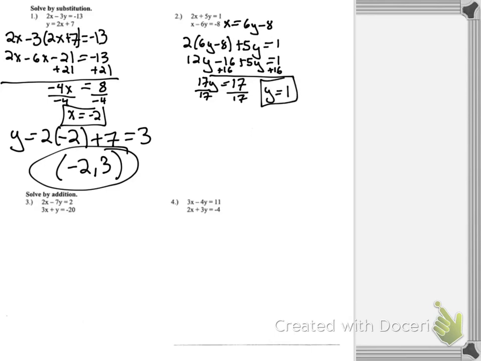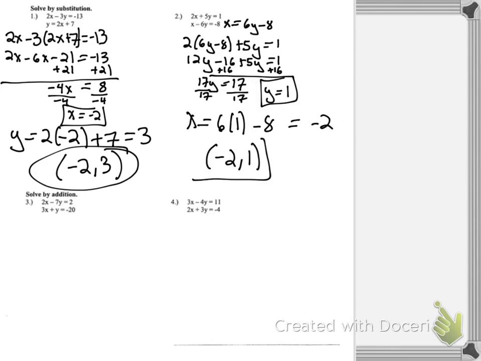Now that we have y equals 1, we're going to substitute that back into the equation we already solved for x. So we have x equals 6 times 1 minus 8, which equals negative 2. So our answer is going to be negative 2, 1. The next two are solving by addition, or we also call that the elimination method.